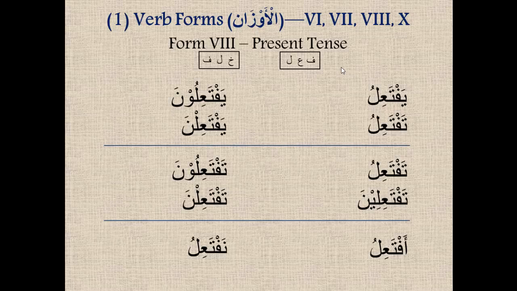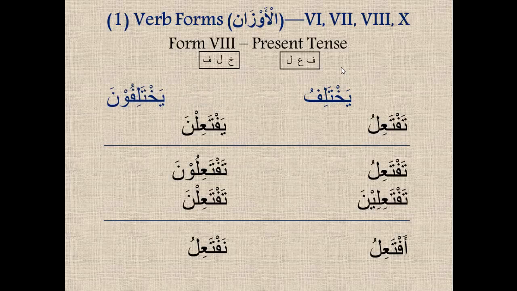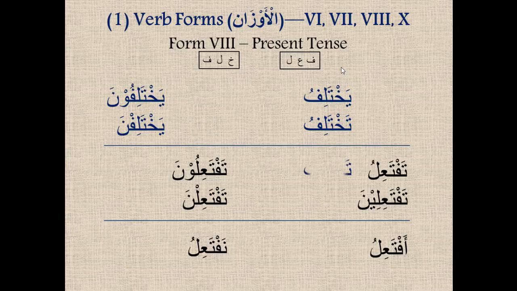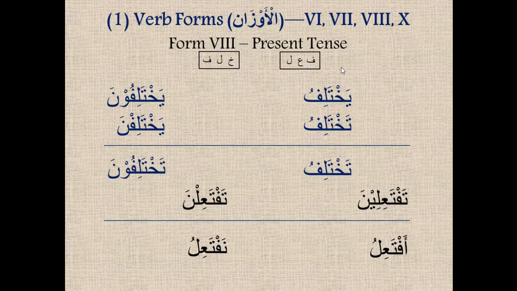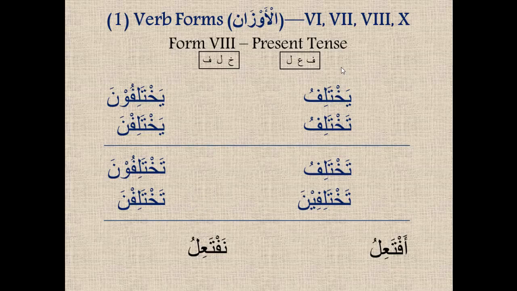Present tense: يفتعل يختلف, يفتعلون يختلفون, تفتعل تختلف, يفتعلن يختلفن, تفتعل تختلف, تفتعلون تختلفون, تفتعلين تختلفين, تفتعلن تختلفن, أفتعل أختلف, نفتعل نختلف.